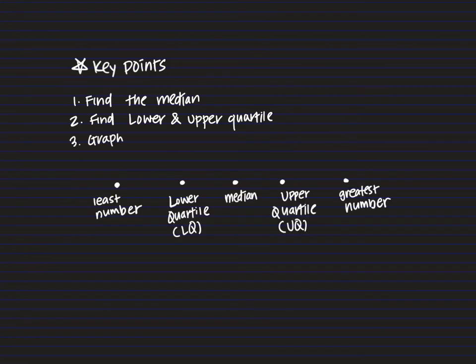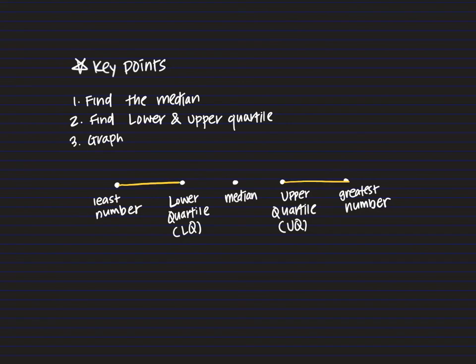So the point is this: you're going to end up with 5 different numbers. You're going to have the median that you find first. You're going to have the lower quartile, which is the median of the lower half, upper quartile, which is the median of the upper half, and then you're going to find the least number and the greatest number. And you should have these two pieces of information when you are first finding your median. And then the last one is to graph them, just connect them.